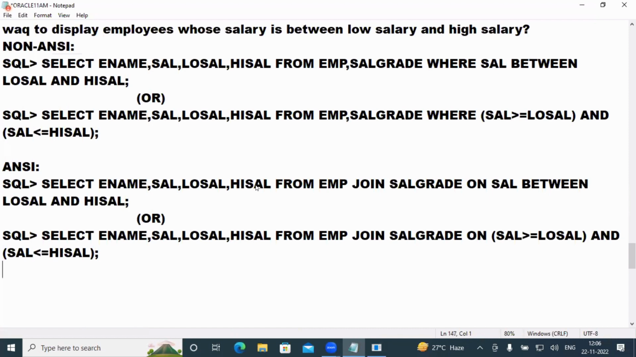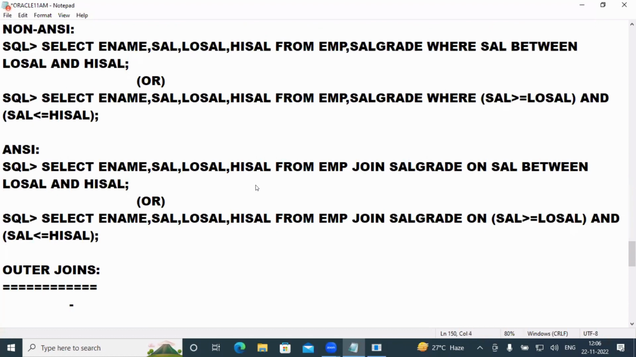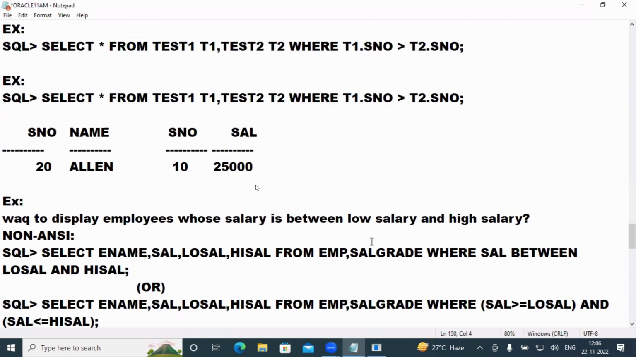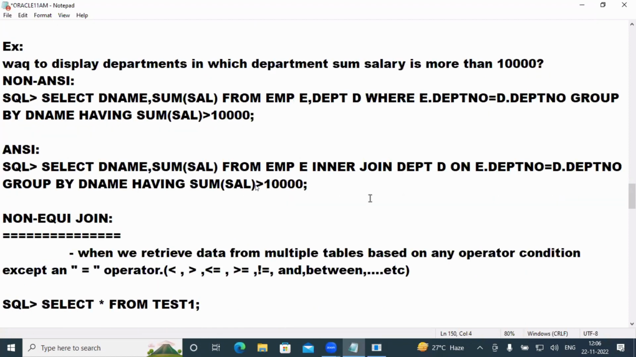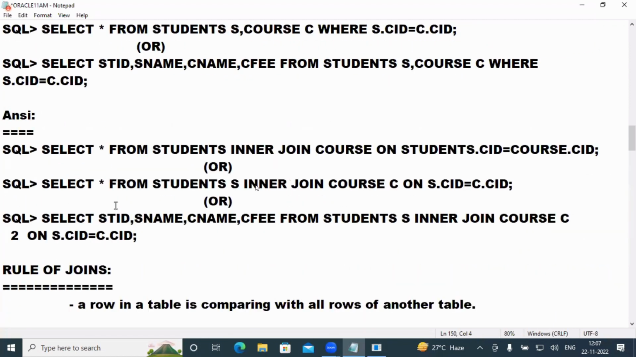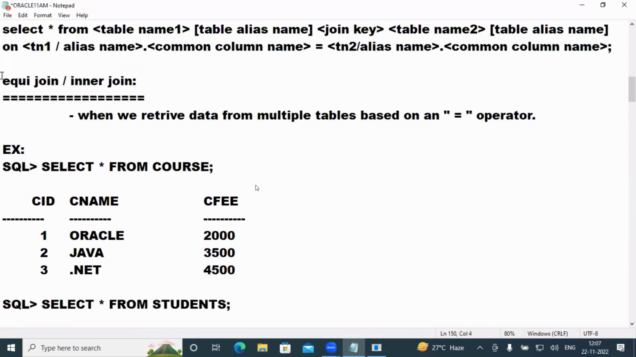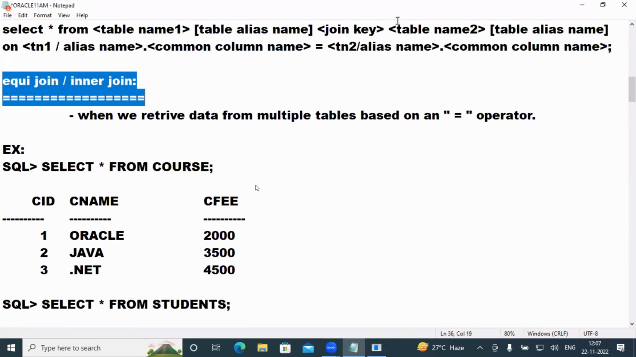Next one. So next one is what now? Outer joins. Basically, when do we require outer joins? Can you find out, guys? In my equijoin, which kind of rows are we getting? Matching rows or unmatching rows? Equijoin always returns which rows? Matching rows. So equijoin will return only matching rows.